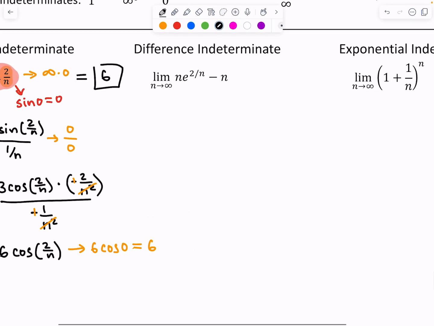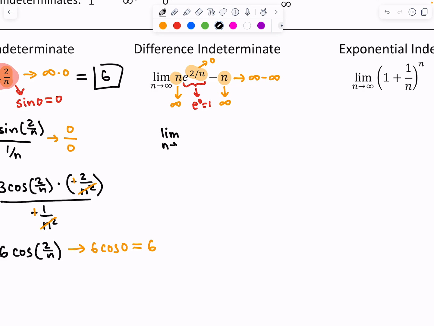Okay, now let's explore a difference indeterminate. As n approaches infinity, this exponent 2 over n approaches 0, but this n and this n both approach infinity. This approaches e to the 0, which is 1. 1 times infinity is infinity. So the end structure here is that this is approaching infinity minus infinity.